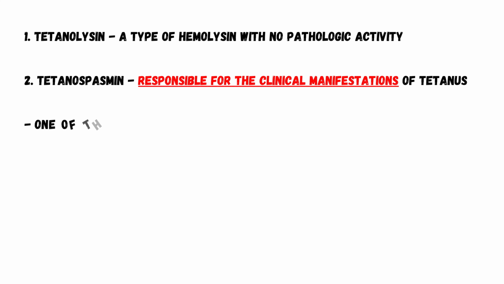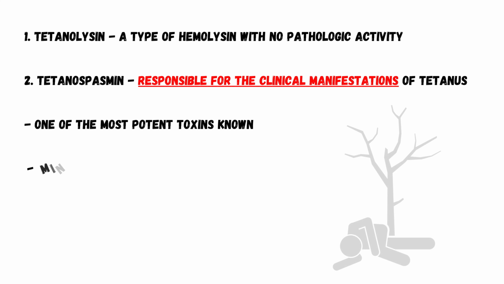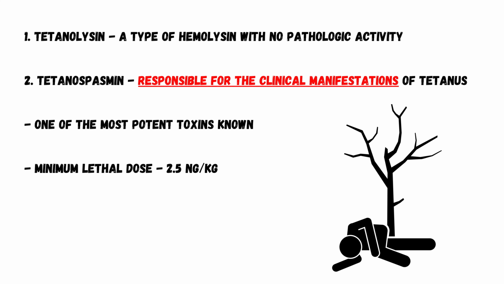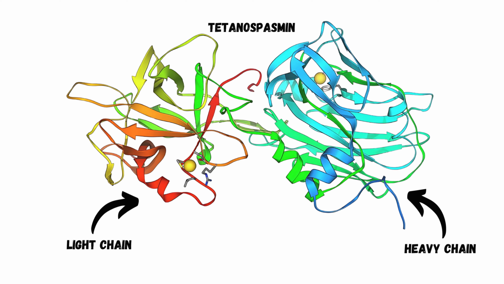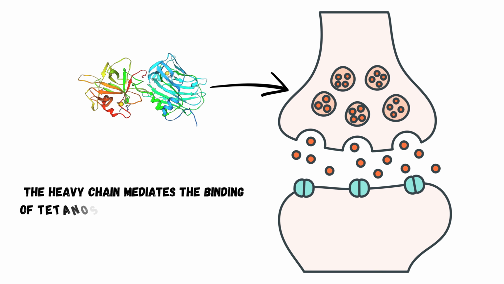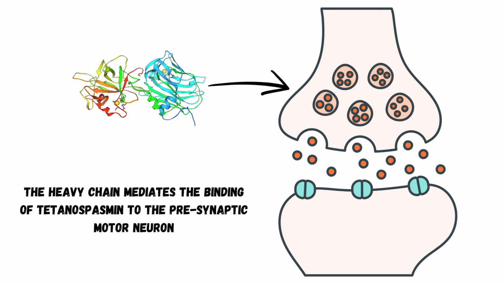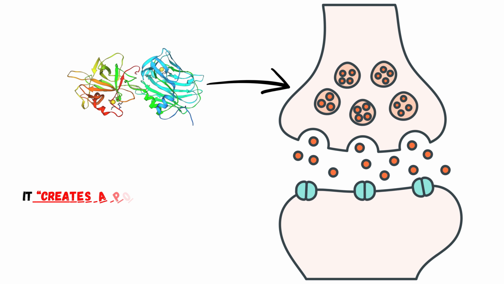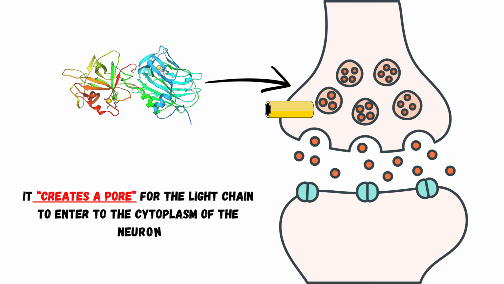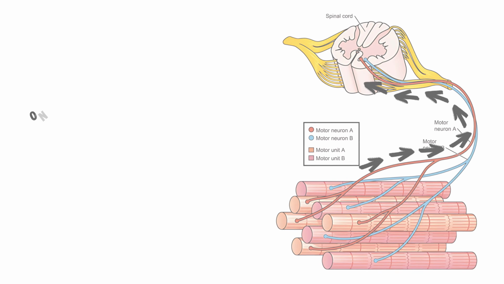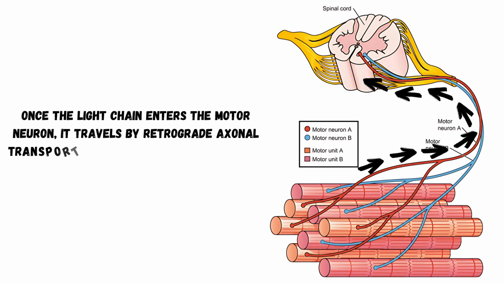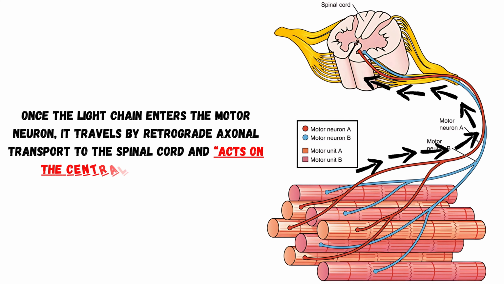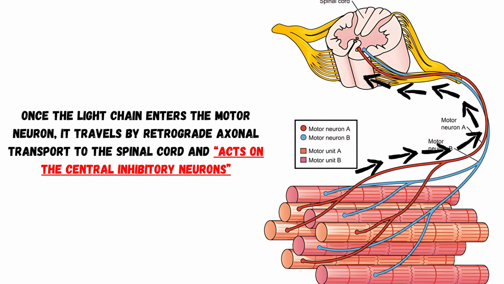It is one of the most potent toxins known, with a minimum lethal dose of 2.5 nanograms per kilogram body weight of a human. Tetanospasmin consists of a heavy chain and a light chain. The heavy chain mediates the binding of tetanospasmin to the presynaptic motor neuron, and it creates a pore for the light chain to enter to the cytoplasm of the neuron. Once the light chain enters the motor neuron, it travels by retrograde axonal transport to the spinal cord and acts on the central inhibitory neurons.